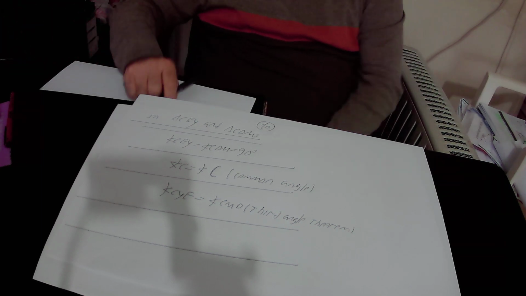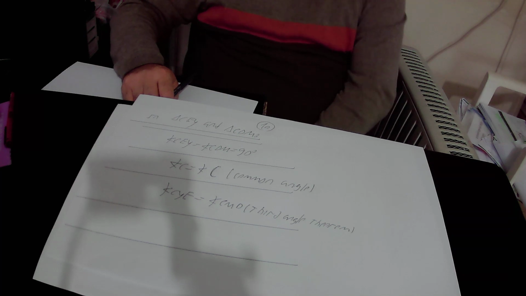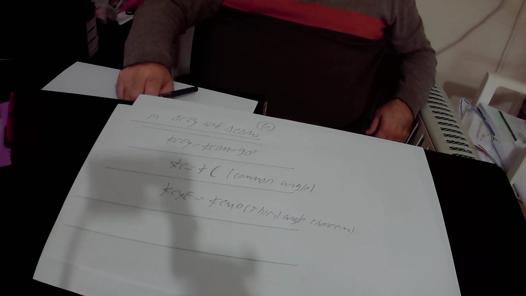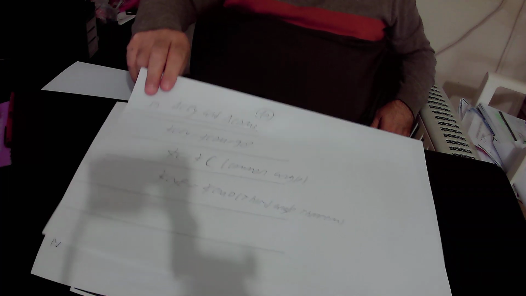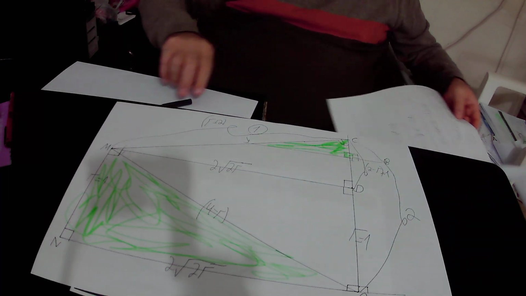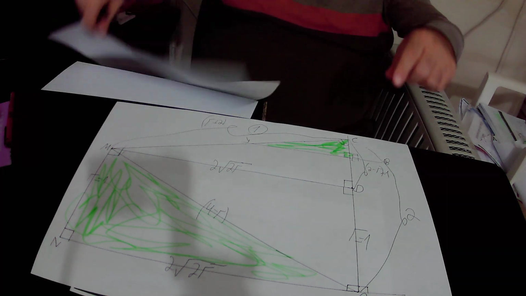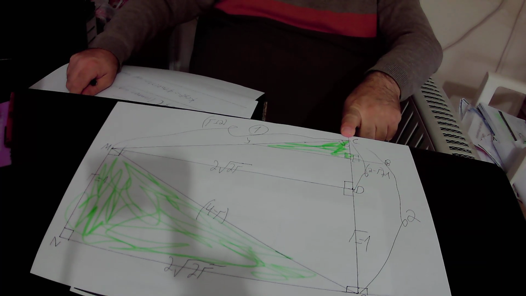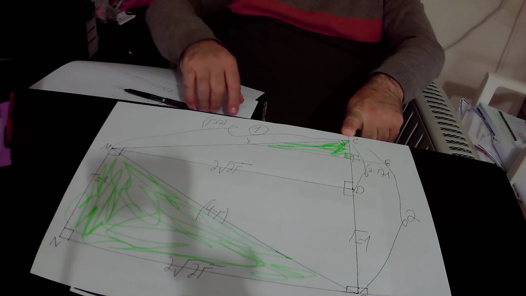So what is third angle theorem? Third angle theorem states that if two angles in one triangle are congruent to two angles in another triangle, then the third pair of angles must also be congruent. And here we have the first pair of angles that are congruent in those triangles, and this angle is a common angle. It belongs to both triangles, so this angle equals itself.